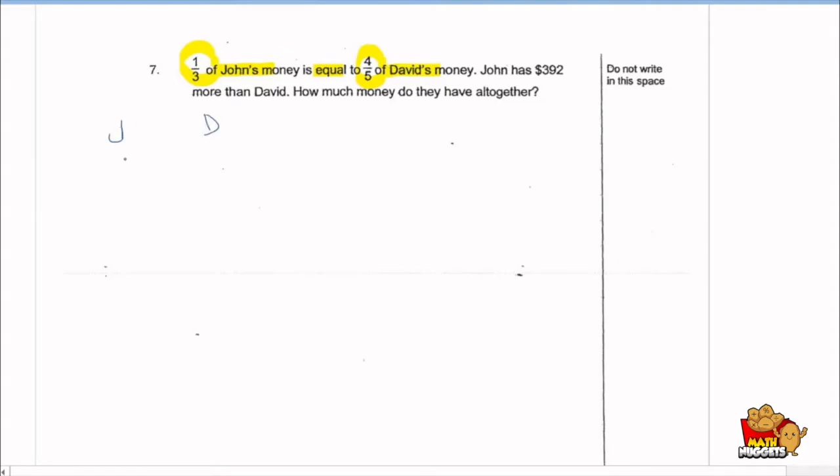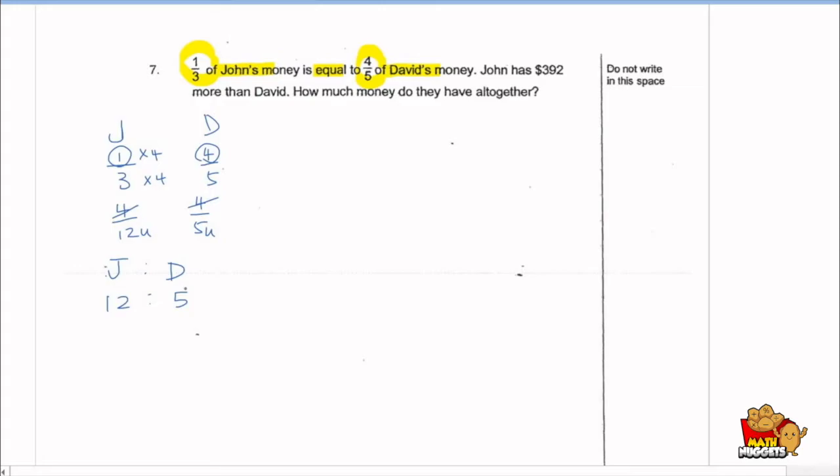John and David, 1/3 and 4/5. I will make the numerator the same. So I'll multiply. So this becomes 4 out of 12. This is still 4 out of 5. After I make the numerator the same, I'll ignore the numerator, and the denominator tells me the units. So John is 12, David would be 12:5.